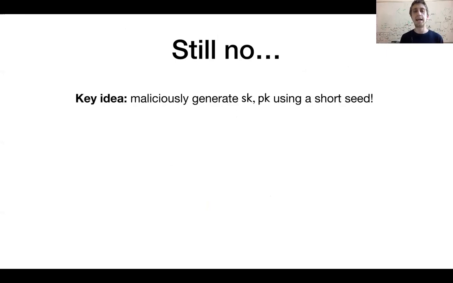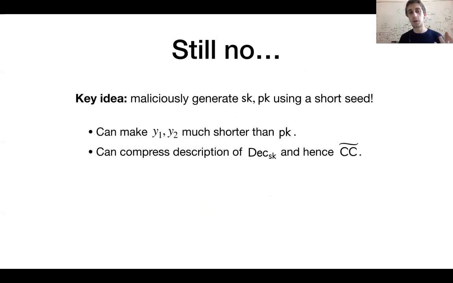The key idea is that we can maliciously generate the secret key and public key pair using a short seed. Then I need to argue that given this observation, we can make the auxiliary input much shorter. This follows from the fact that we can use the same idea to make y1 and y2 much shorter than the public key. Also, since the secret key can be generated using a short seed, it has a compressed description. So we can also compress the description of the decryption circuit that uses SK, and hence also the obfuscated circuit that's included in the auxiliary input.